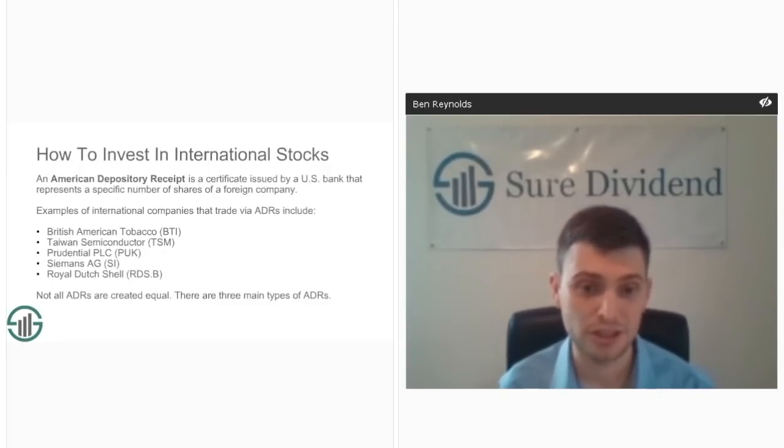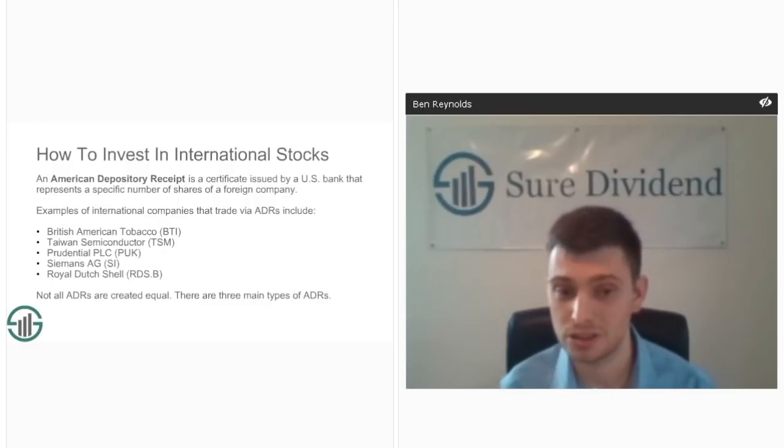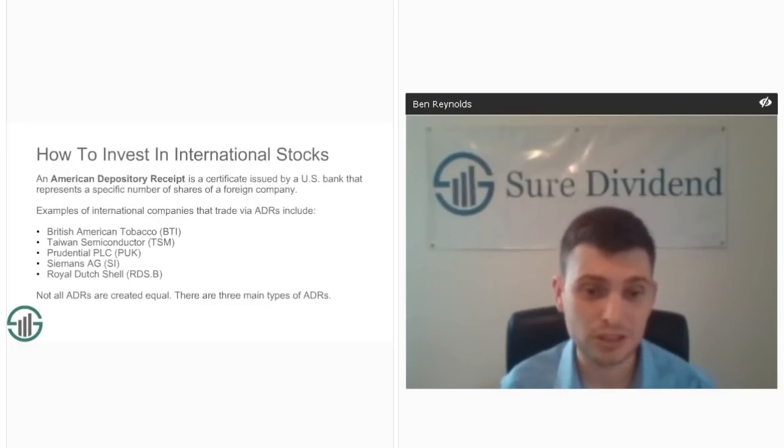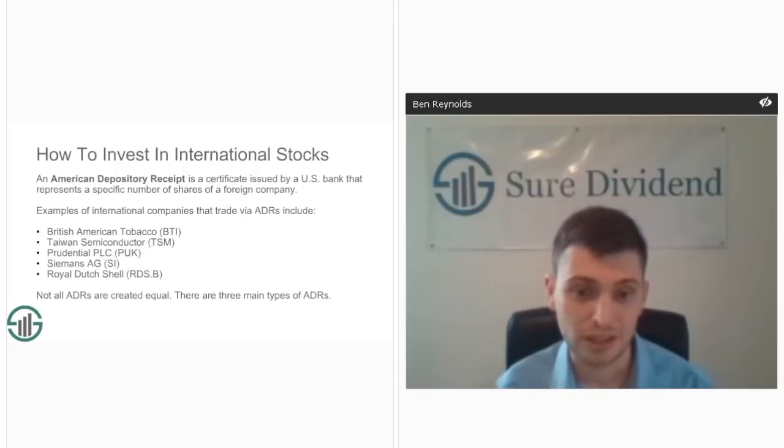An American Depository Receipt, or ADR, is a certificate issued by a U.S. bank that represents a specific number of shares of a foreign company. So it's basically an easy way to invest in international stocks without opening an international brokerage or something of that nature. A few examples are below: British American Tobacco, and the ticker symbols are next to them. So if you have a brokerage in the U.S., you can just type these tickers in and purchase these stocks. There's no further research required. I mean, obviously you want to research the stocks, but there's no further action necessary to buy them.